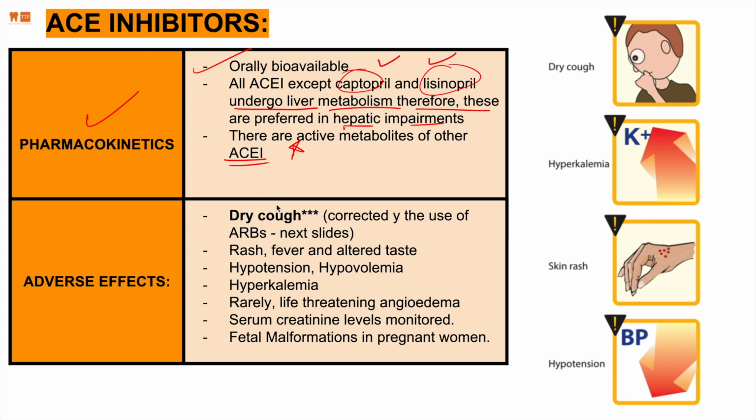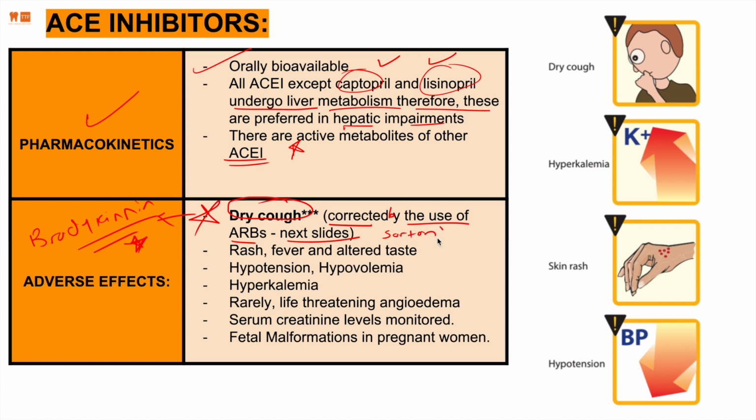Adverse effects: dry cough. This is the link to bradykinin. Okay? Again, I'll explain this in just a second, so hold on to the thought. It's corrected by the use of ARBs. Next slide. So if there's a patient with dry cough due to the use of ACE inhibitors, then we use ARBs. And that's the next classification of drugs, the sartans.